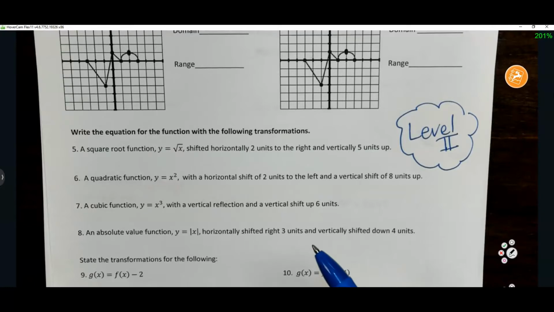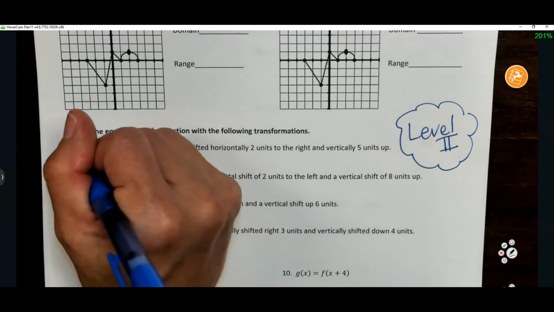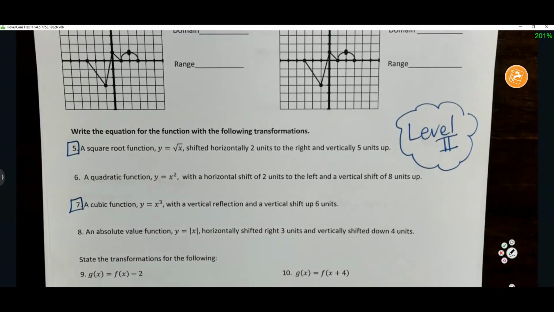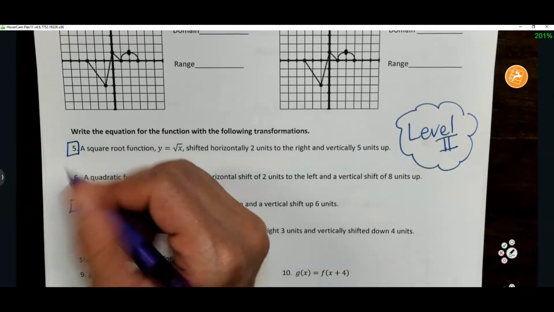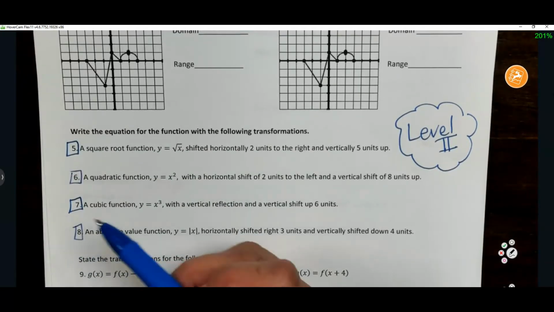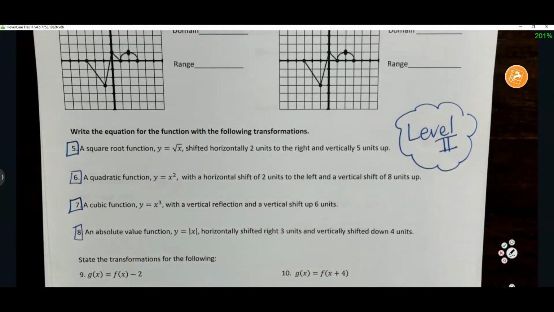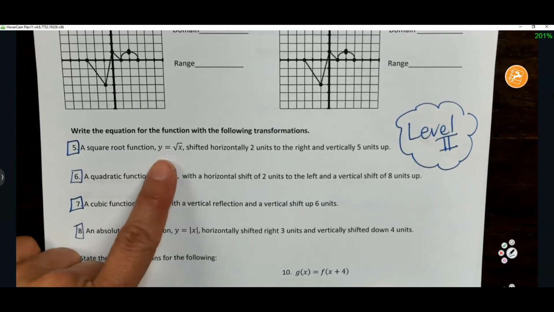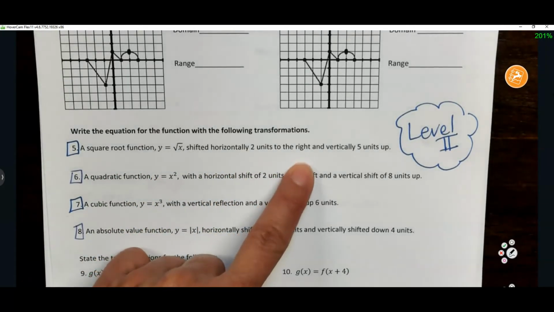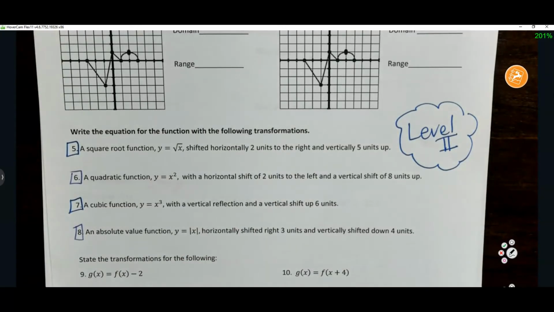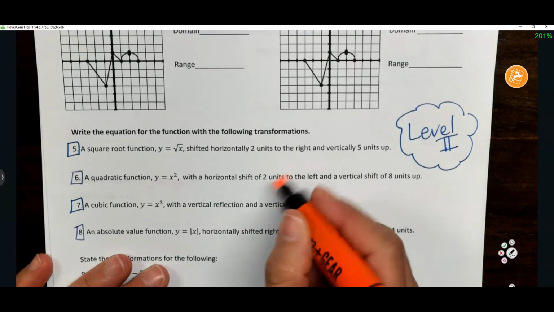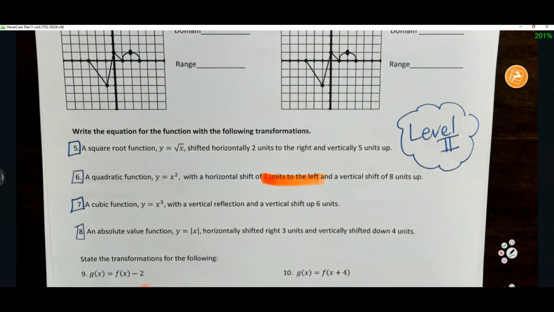And I am going to do number 5. And I'm going to do number 7 with you. And you are going to do 6 and 8 at your table. So let me show you number 5. Number 5 says a square root function, y equals the square root of x, shifted horizontally 2 units to the right and vertically 5 units up. That's h and k. So 2 units to the left, that's h.